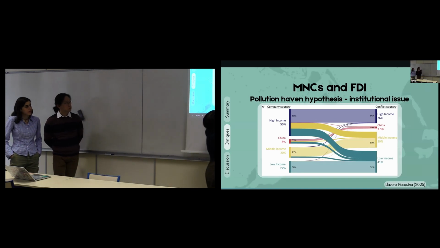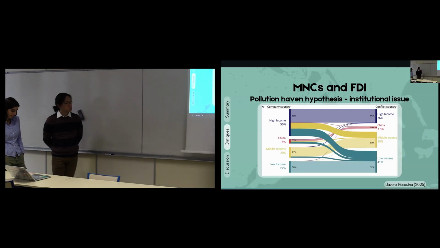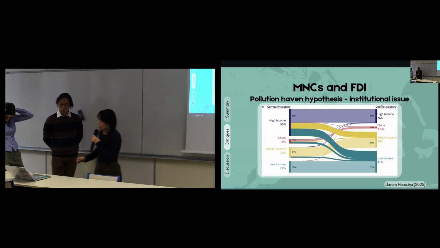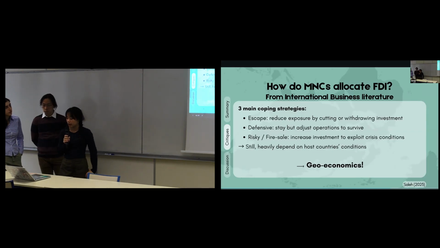For example, you can see how high income countries exploit middle income countries and also low income countries, while China only accounts for 8%, exploiting middle income countries and low income countries. So now the next question is how multinational corporations allocate their FDI.